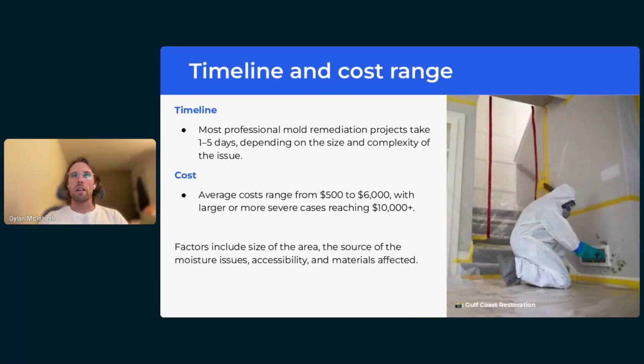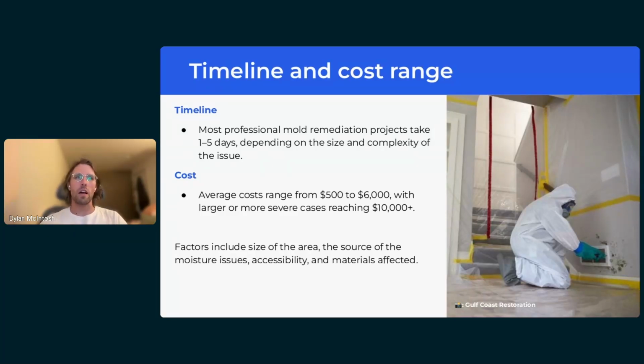So timeline and cost range, this is really variable depending on the specific project, but a professional remediation project will take 1 to 5 days or more if it's a large scale complex issue. Costs can be anywhere from 500 to over 10,000 depending on the scale.